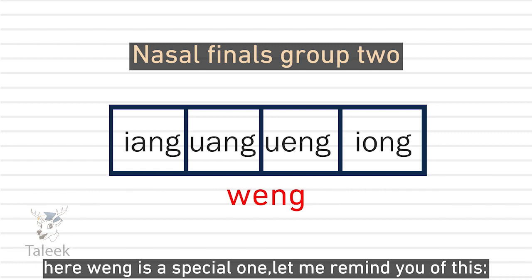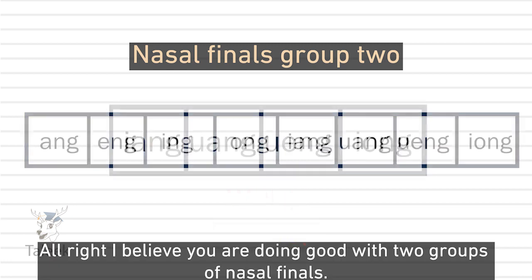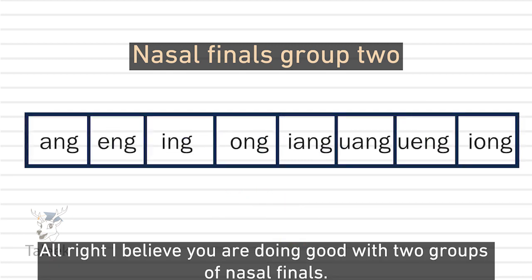Here, wen is a special one. Let me remind you of this. When a zero initial syllable starts with u, we change u to w. Alright, I believe you're doing good with 2 groups of nasal finals.